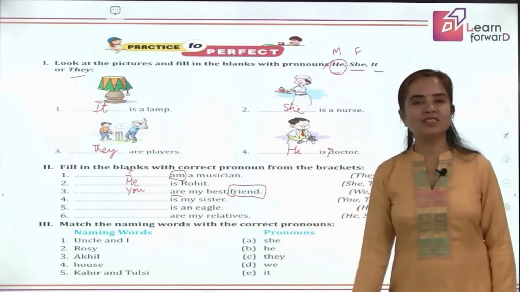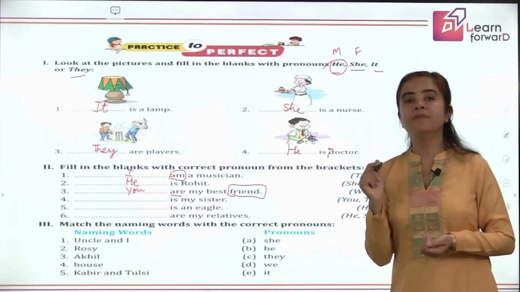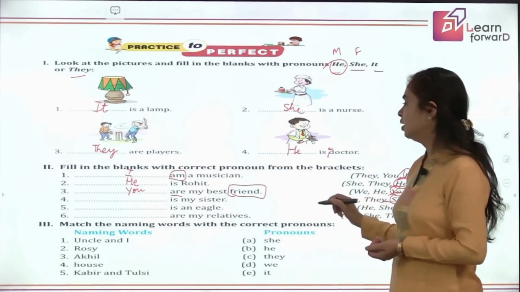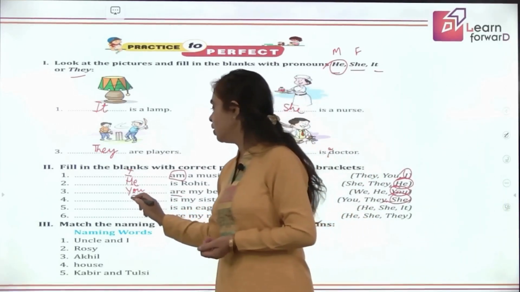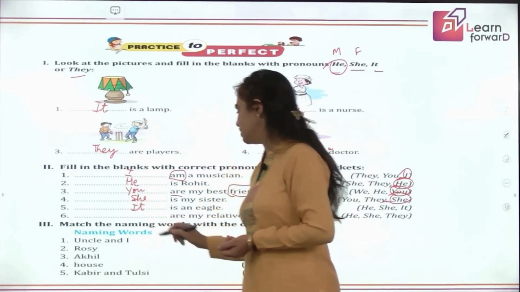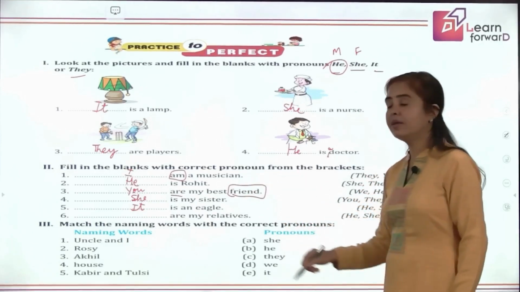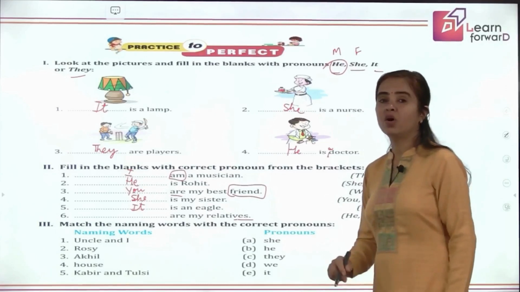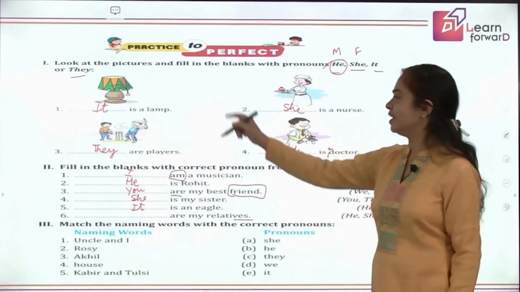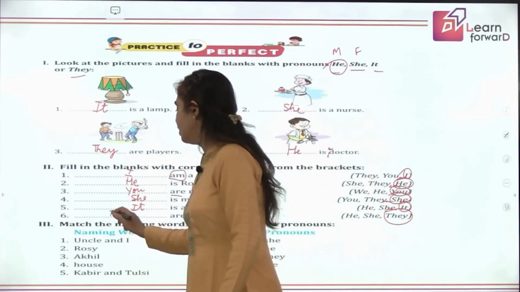___ is my sister. Now sister is a female, a feminine. So for a sister, what will you use? She, yes. So she is my sister. ___ is an eagle. So you are talking about a bird. What have I told you? It, yes, it is an eagle. Next is ___ are my relatives. Oh, we are talking in plural. So that means plural is they. Yes, they are my relatives.